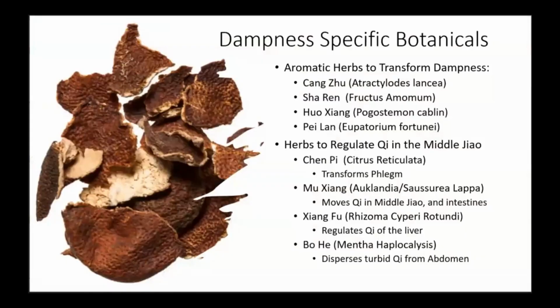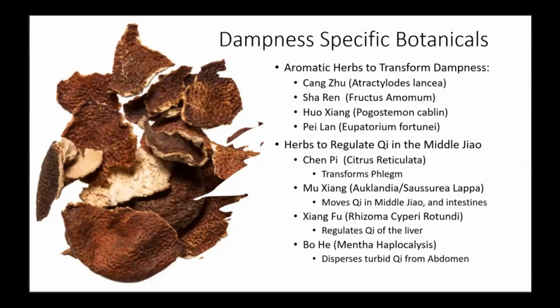Here are some more dampness transforming herbs. A good list, right? Atractylodes. This is another Atractylodes, called Atractylodes lancea, Cang Zhu. It's even more aromatic, really transforming. There's that amomum. Huo Xiang, Pogostemon. Do you guys know what that is? That's patchouli. Pei Lan, another one that's really aromatic. Eupatorium. And right below that are the qi regulators for the middle jiao.